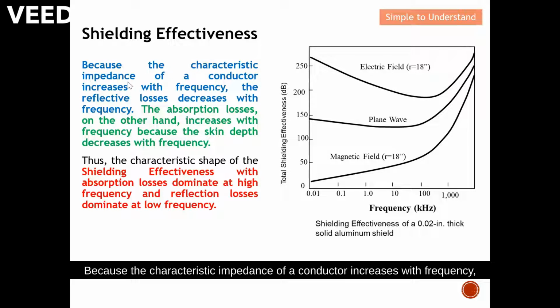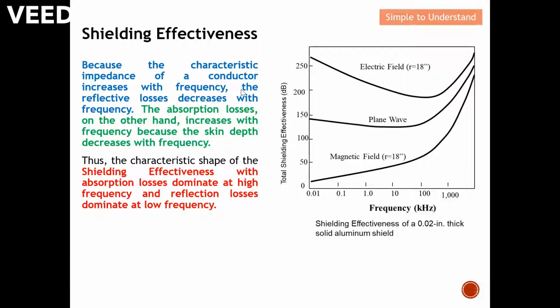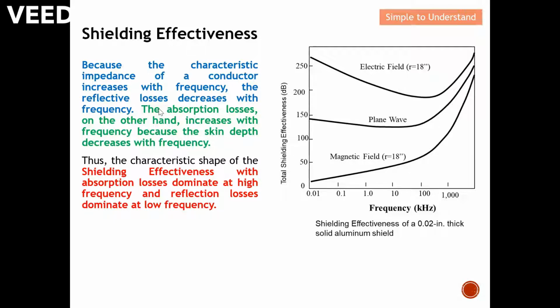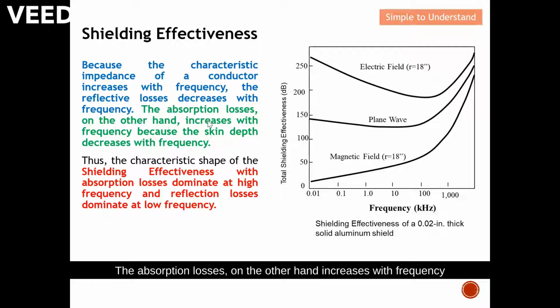Because the characteristic impedance of a conductor increases with frequency, the reflection loss decreases with frequency. The absorption loss, on the other hand, increases with frequency because the skin depth decreases with frequency. Thus, in the characteristic shape of the shielding effectiveness, absorption loss dominates at high frequency and reflection loss dominates at low frequency. So this is what we have studied earlier on.